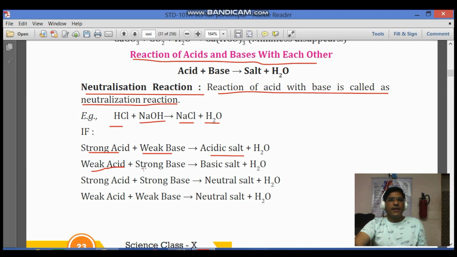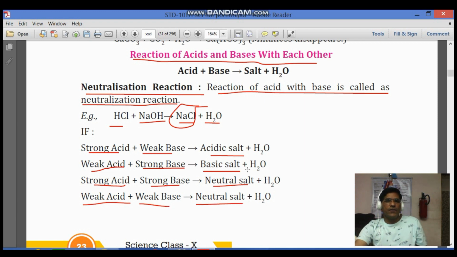Weak acid and strong base: the base is strong, so we get a basic salt. When strong acid and strong base react, it is called a neutral salt. NaCl is neutral, so it is edible. That is why we use it in our kitchen. When weak acid and weak base react, again it is a neutral salt that we also use. And the product is H2O. If you see your textbook, more examples are there.